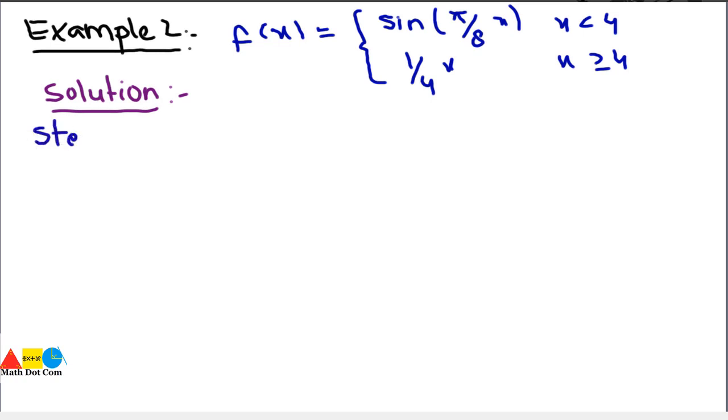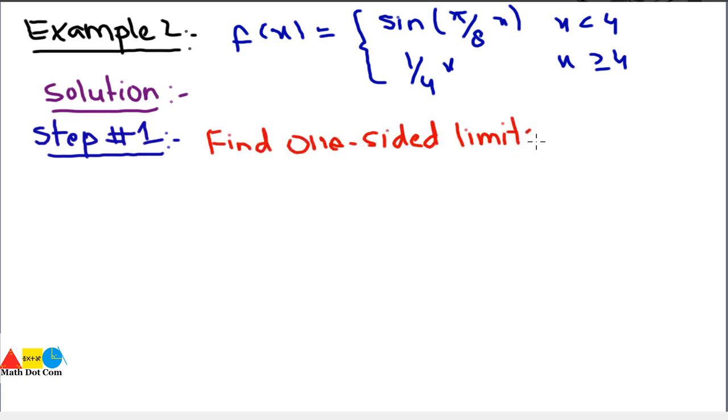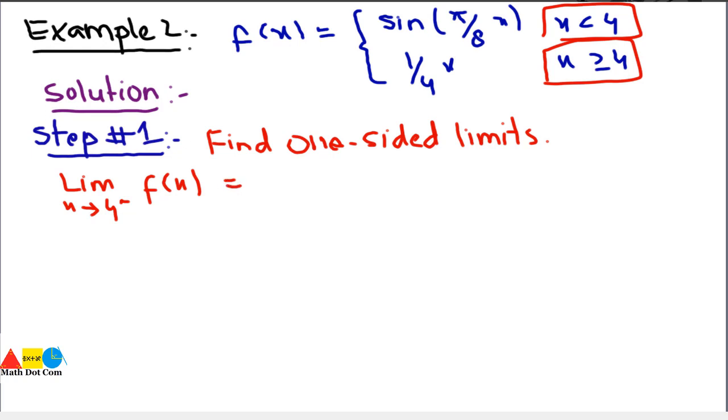Step number 1 is, as we have already seen, find the one-sided limits. So we will find the limit as x approaches 4. As we have x less than 4 and x greater than or equal to 4, we will take 4. So first we find the left hand limit where f is negative. Which function do we have to take where x is less than 4? We have to take this function for finding the limit where x is less than 4. That is the left hand side limit.